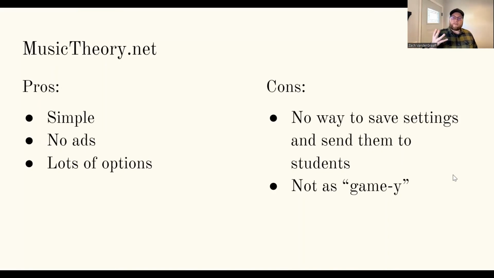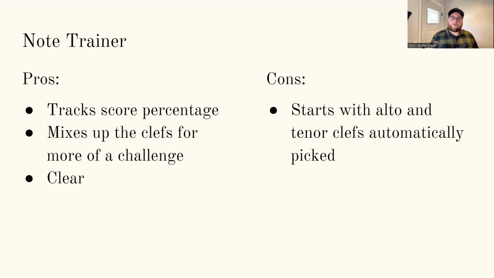So we had musictheory.net: simple, no ads, lots of options, no way to save the settings though, and it's not as gamey. We had the note trainer, which was a pretty fun one. It tracks the score percentage. You can mix up clefs for more of a challenge. It's very clear in how to play. One of the things that I notice is kids are like, I don't know what to do. And then you have to help them. Well, not so with this one, but it does start with the alto and tenor clefs picked. So watch out for that.